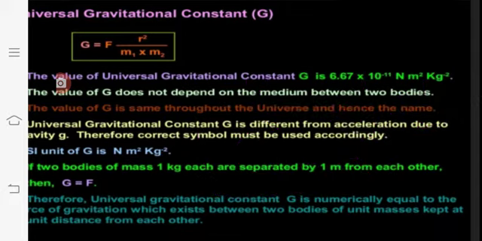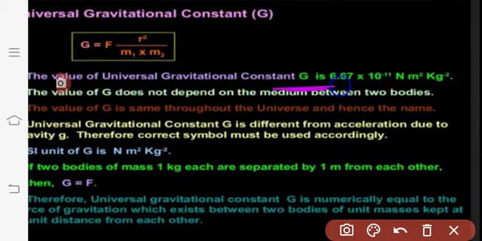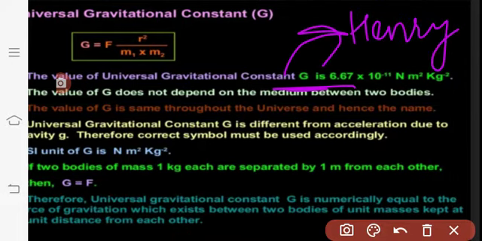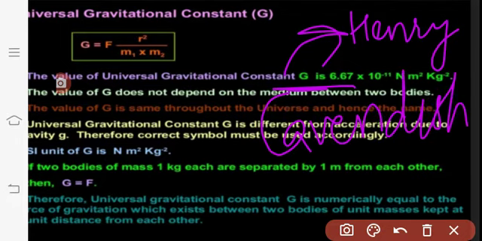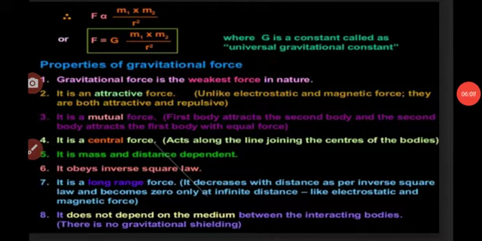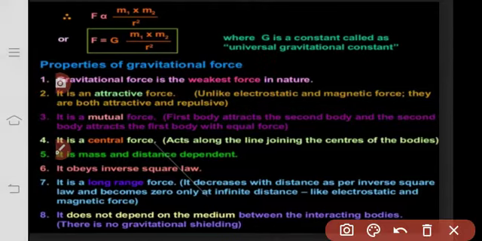The value of G was given by Henry Cavendish. Now next, force is proportional to m1 m2 divided by r square. F is equal to G multiply m1 m2 divided by r square. Now next, G is the universal gravitational constant.